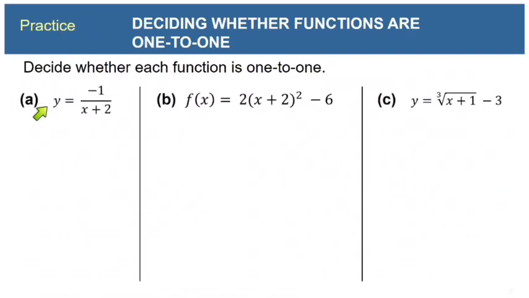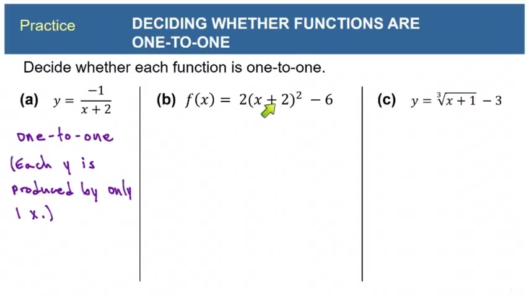Now let's look at each of these together and see if we can tell whether each function is one-to-one. Okay, on this first one we have y equals -1 over x plus 2. Each x is only going to produce one y, that's what makes it a function, and each y can only be produced by a particular x. So this is going to be considered one-to-one.